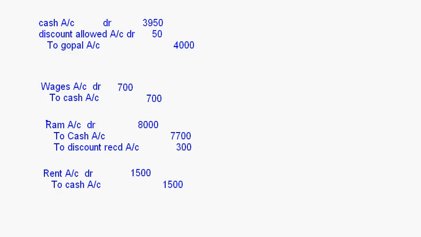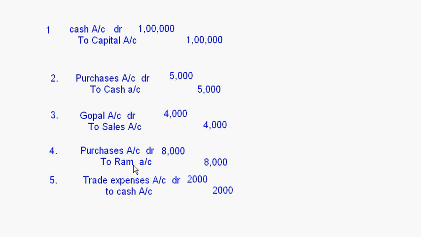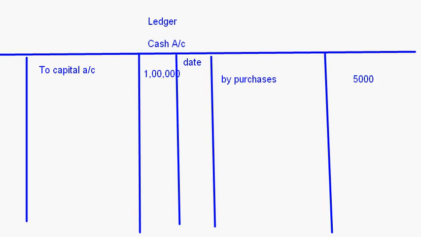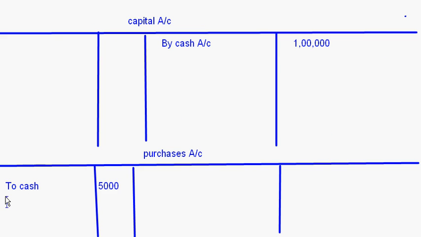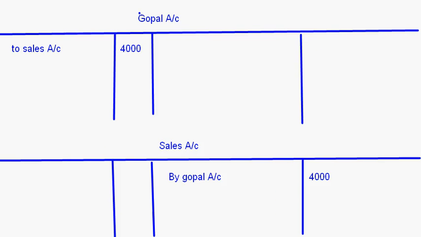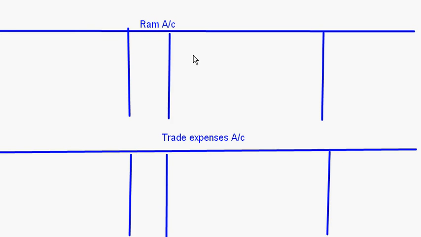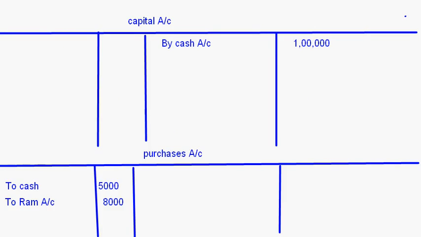Then the next entry, purchases account to Ram account. So in purchases you will have to Ram account. This is 8,000 rupees. And in Ram account you will have by purchases 8,000. Fine. Now let's come to the next entry here.